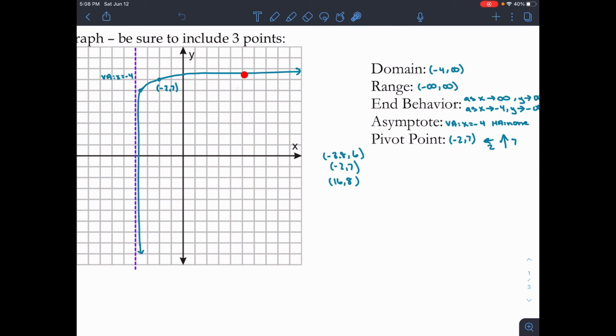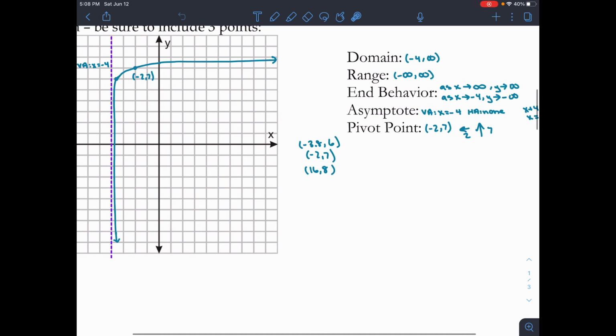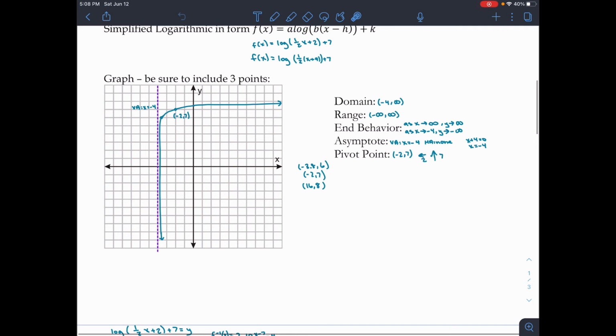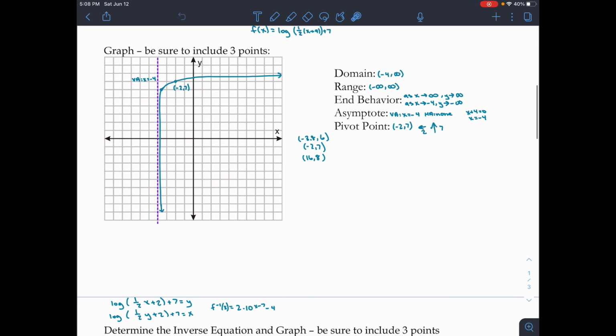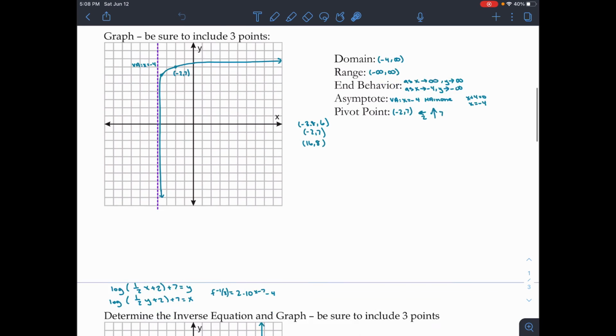And then range is from up to down. So we go here. As you can see, there's this arrow, so that means it goes from negative infinity, and then here it'll take a long time, but it'll eventually go to positive infinity. So that's our range. The end behavior, as you can see, as x goes to positive infinity, y also goes to positive infinity, and then as x goes to negative 4, because that's the asymptote, y goes to negative infinity. And then just before the asymptote, we already decided how we got that, and the pivot point we already discussed how we got that.